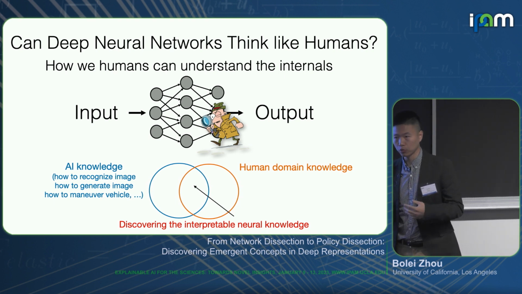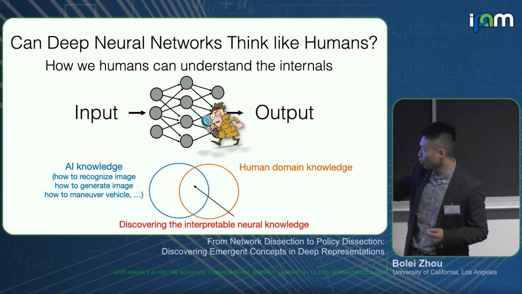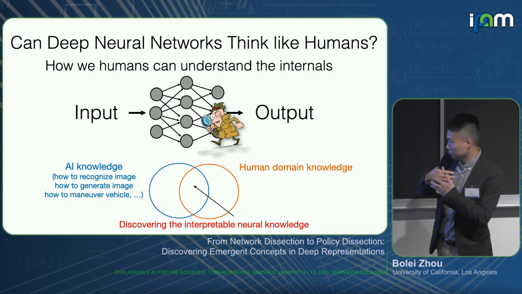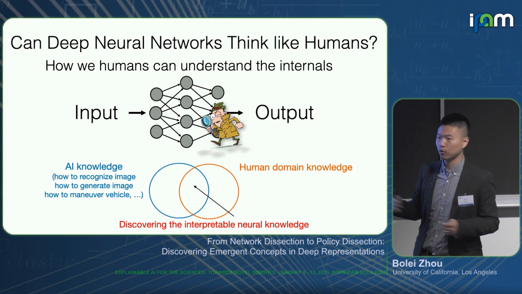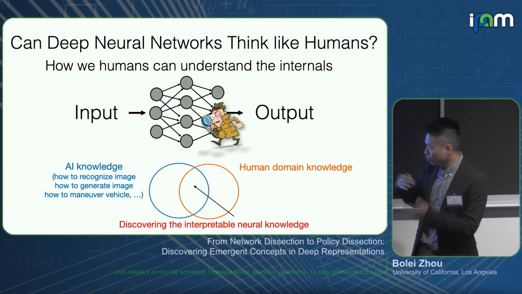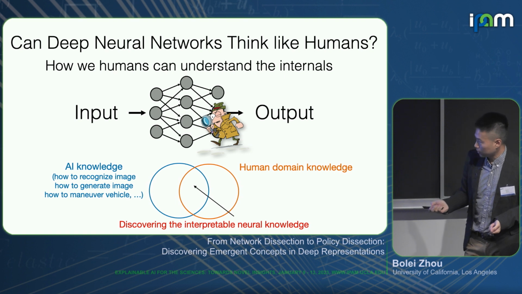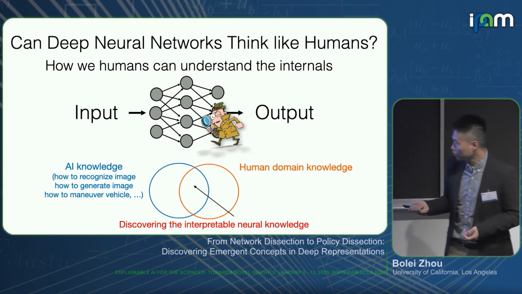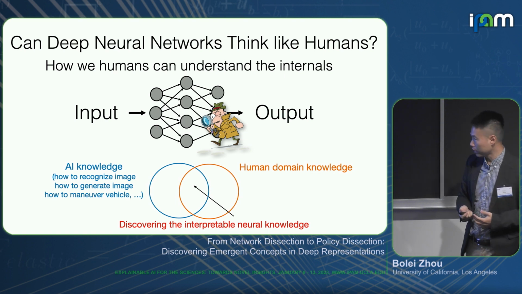It means this AI model can discover some new knowledge, like a new knowledge frontier. If we can do that, we can even expand the horizon of our human knowledge. We will talk about that later. But in this talk I will focus on how we can discover the overlapped and interpretable neural knowledge.